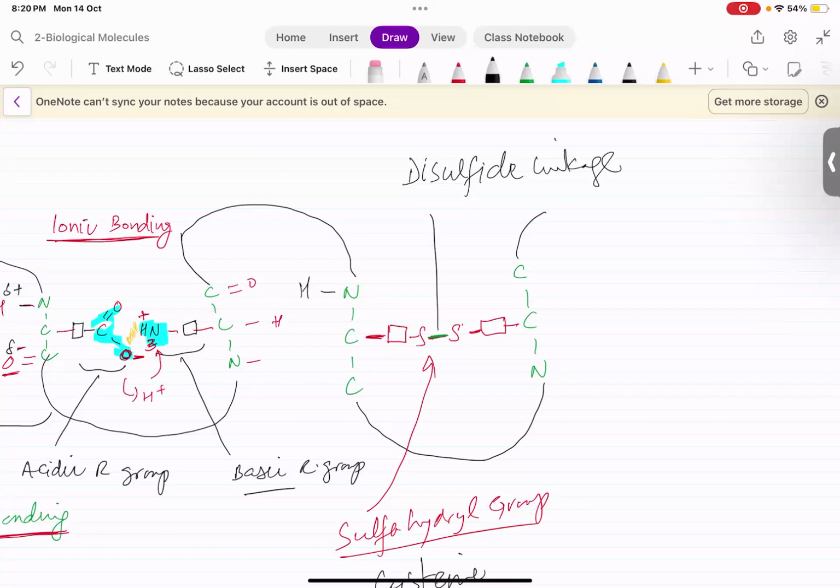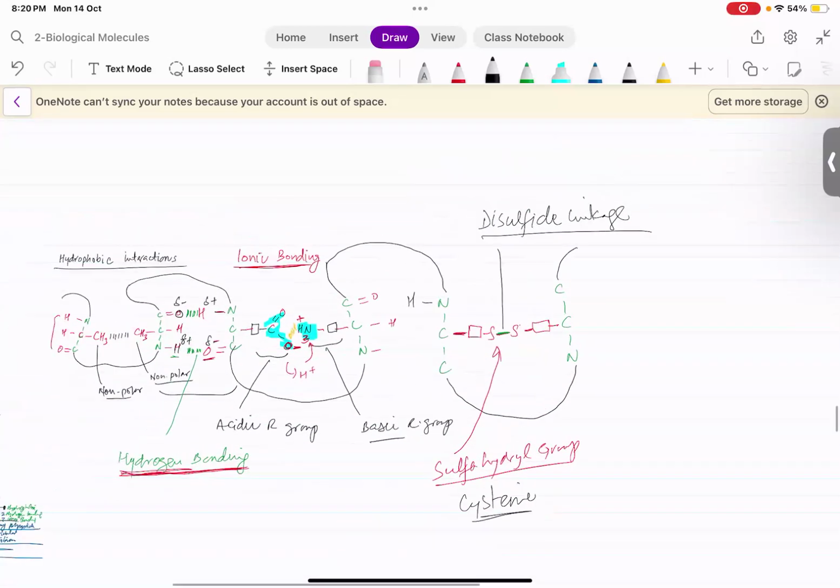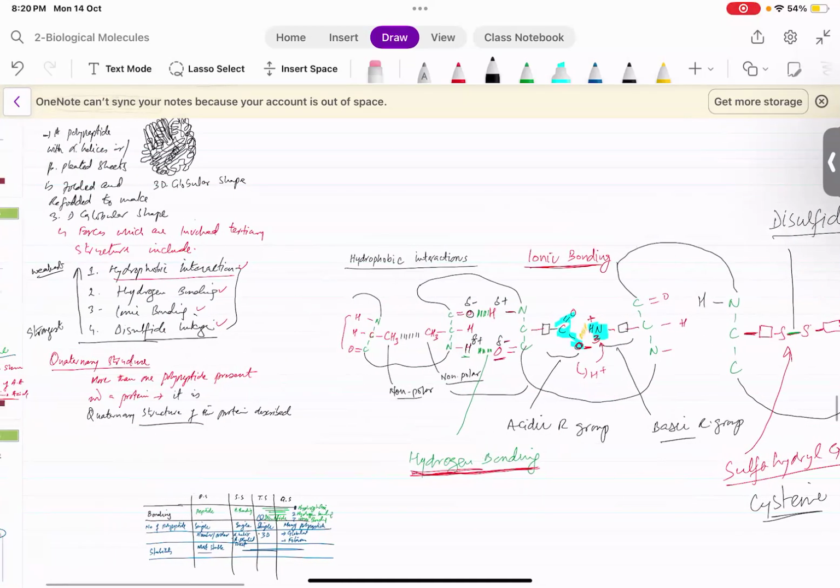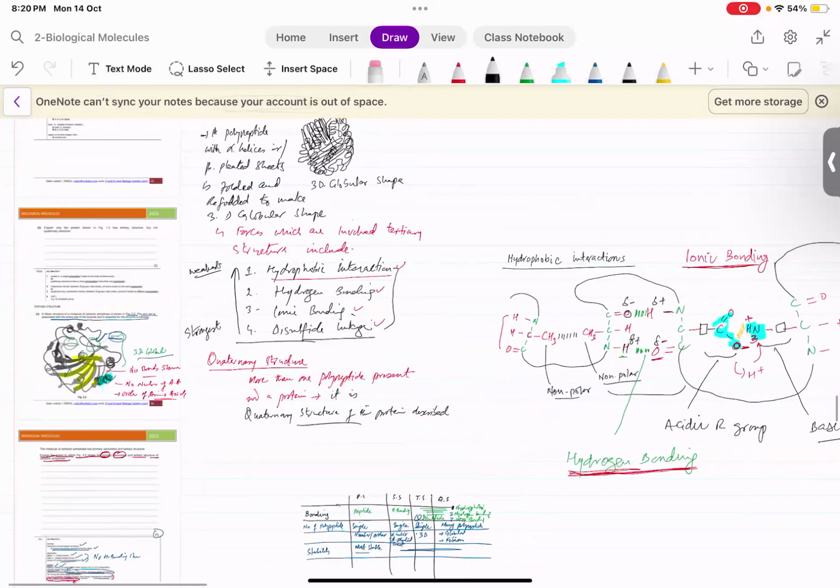So if we look at the level of strength, disulfide linkages are the strongest. Then there are ionic bonding, and then hydrogen bonding, and then hydrophobic interactions. So hydrophobic interactions are the weakest, and the disulfide linkages are the strongest interactions found in the protein structure. Now we will discuss the structure of hemoglobin, and then we will discuss the structure of collagen.